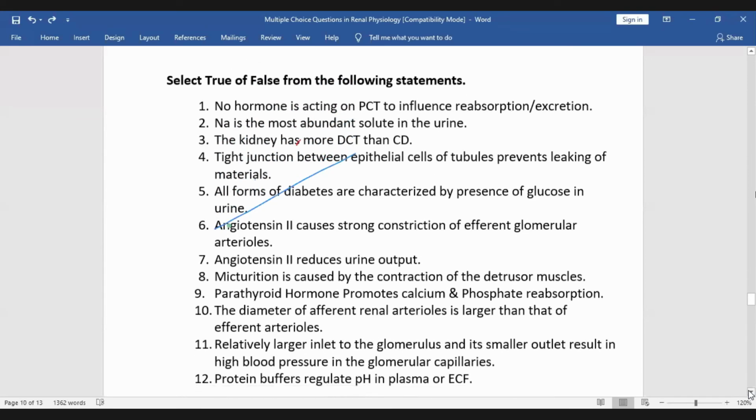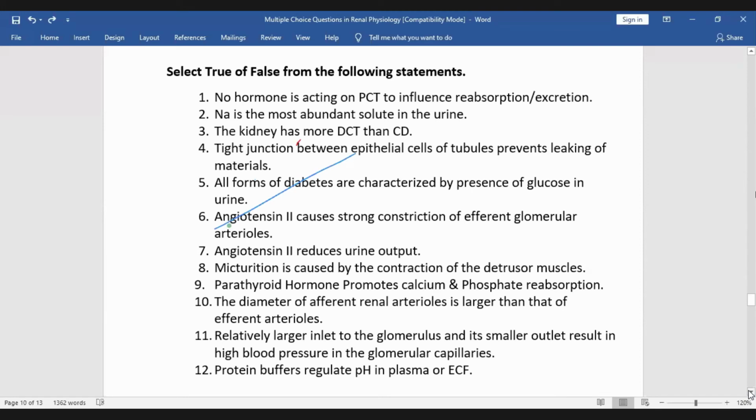Now, this is the true and false of the following statements. Which one is true and which one is false? No hormone is acting on the proximal convoluted tubule to influence reabsorption and excretion. Is there any hormone working on the proximal convoluted tubule? Yes, parathyroid hormone is responsible for reabsorption of calcium and excretion of phosphate.